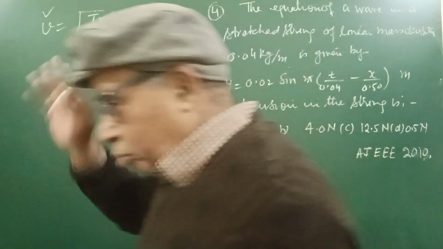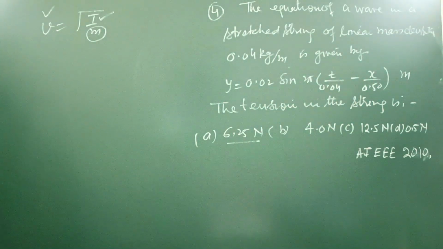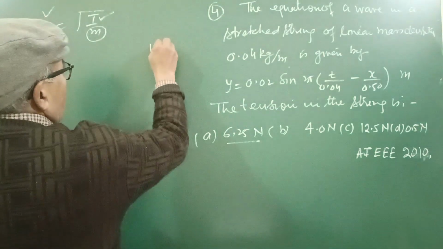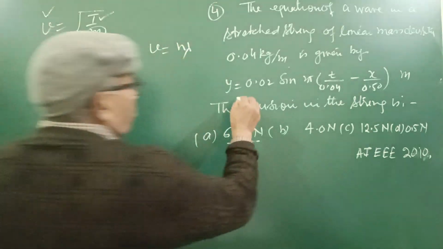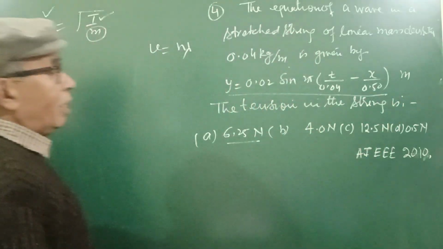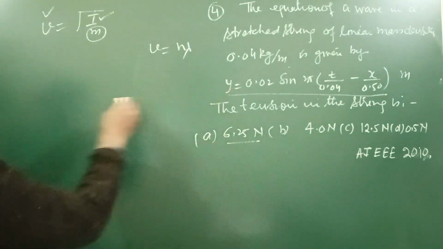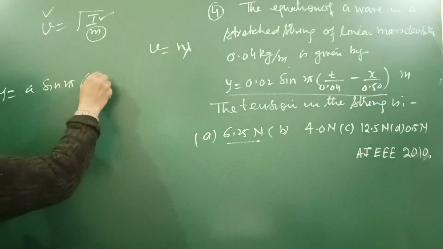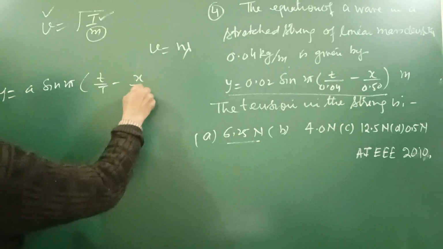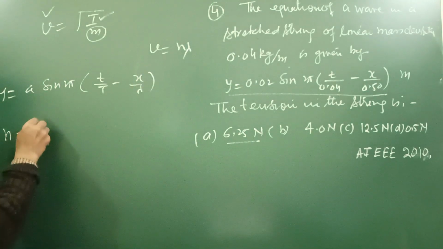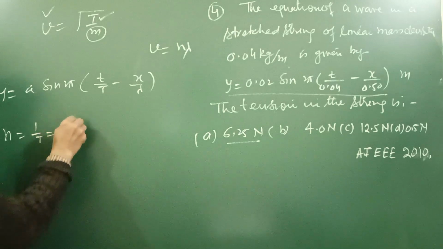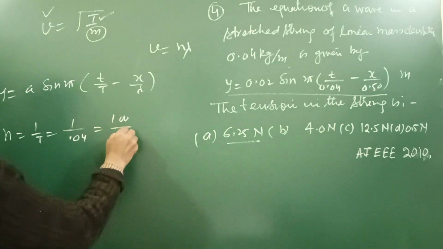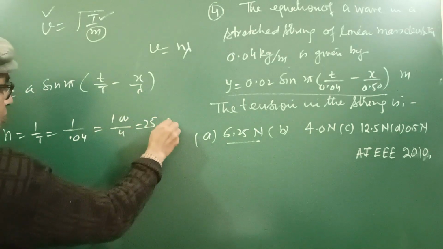The question keeps wandering in the brain. Simple: the answer is that v = nλ. From this equation you can find the frequency and λ by comparing it with y = a sin 2π(t/T − x/λ). From here, frequency n = 1/T = 1/0.04 = 100/4 = 25 per second.